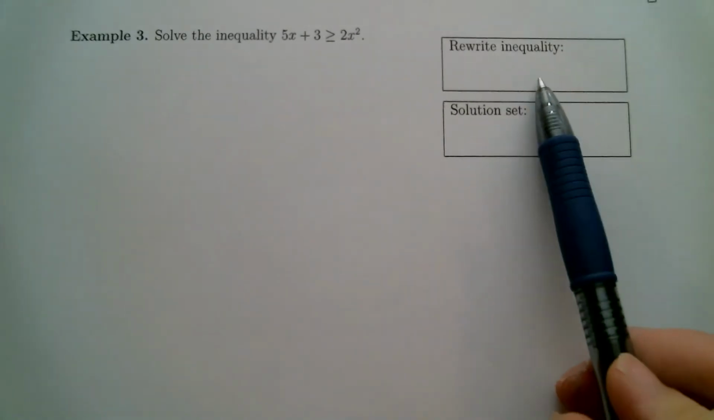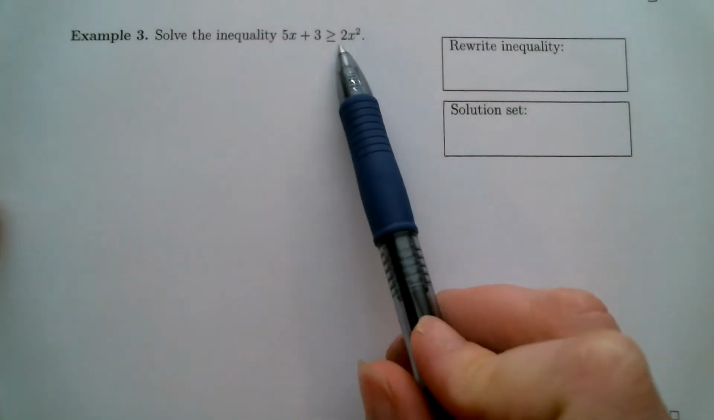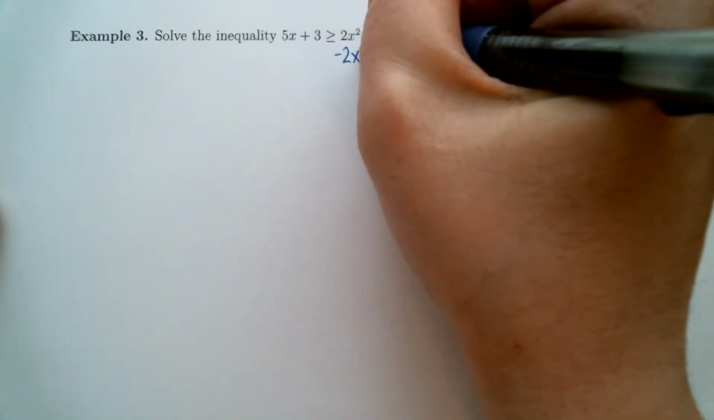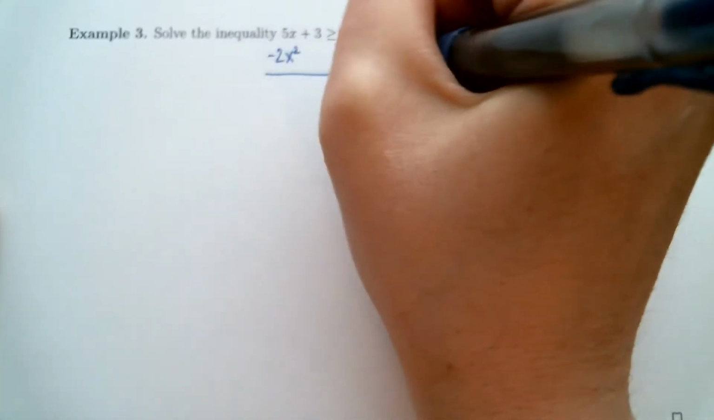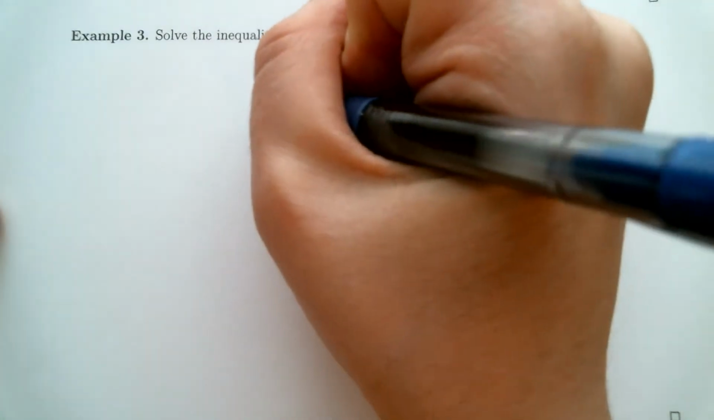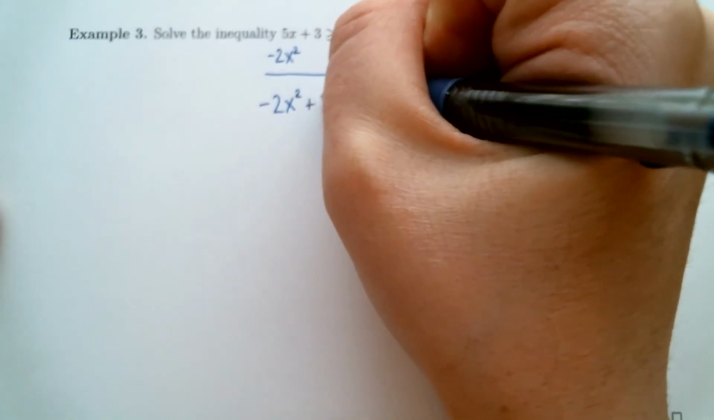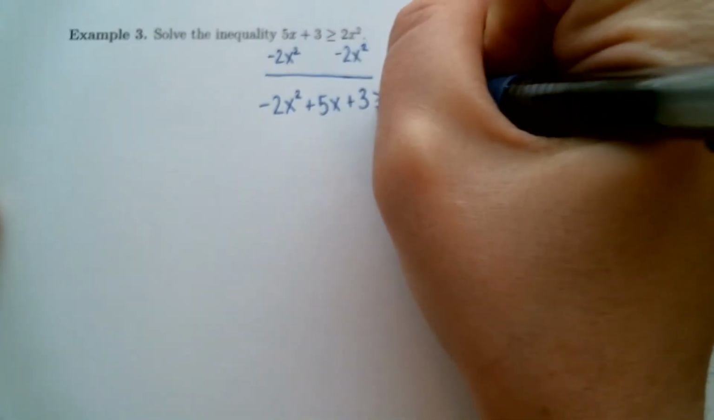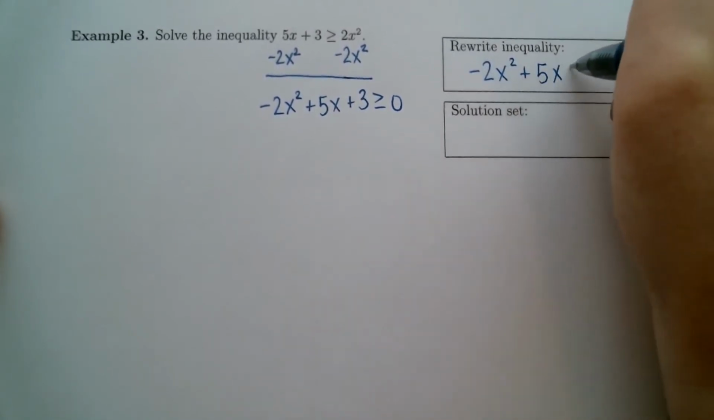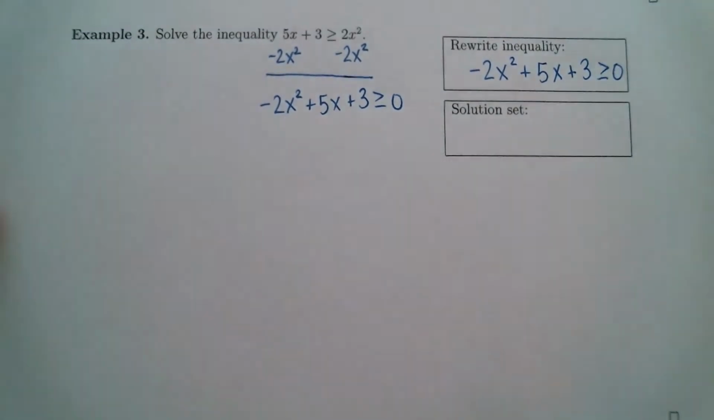First thing we need to do is make sure our inequality is in the format ax squared plus bx plus c. So we need one side to be 0. We're going to move this 2x squared over, which is the easiest thing to do. I am just subtracting, so there is no need to switch the inequality symbol. We get negative 2x squared plus 5x plus 3 is greater than or equal to 0. That's what goes in the rewrite inequality box, and going forward, this is how I want to think about the inequality.